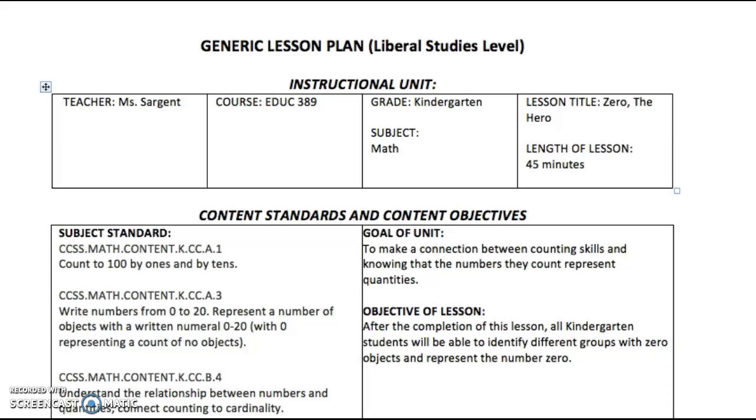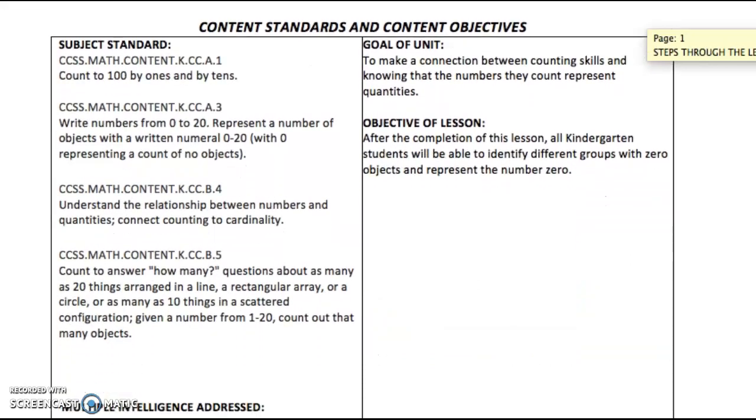Hello everyone, my name is Amber Sargent and here is the lesson plan based around the children's book that I chose to use. So the grade level would be kindergarten, subject being math. The lesson title would be Zero the Hero. The length of this lesson is about 45 minutes long. And here are the standards I chose.